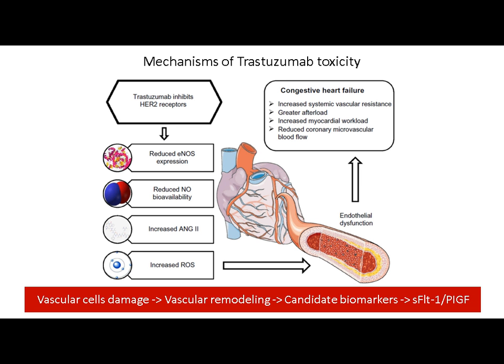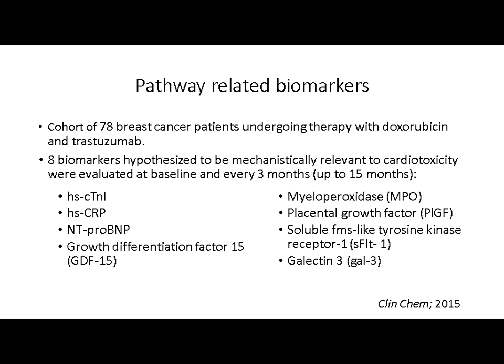Different anti-cancer therapies like Herceptin can cause more vascular damage than cardiomyocyte damage through the reduction of endothelial nitric oxide in the smooth muscle cells, therefore reduced NO bioavailability, and even have anti-angiogenic properties, increase angiotensin II, and increase ROS. All of these pathways can eventually cause endothelial dysfunction, and other candidate biomarkers like soluble FMS-like tyrosine kinase 1 and placental growth factor.